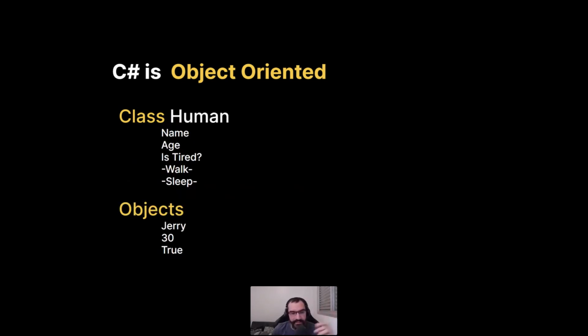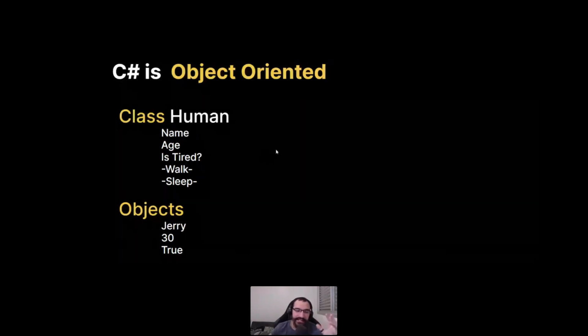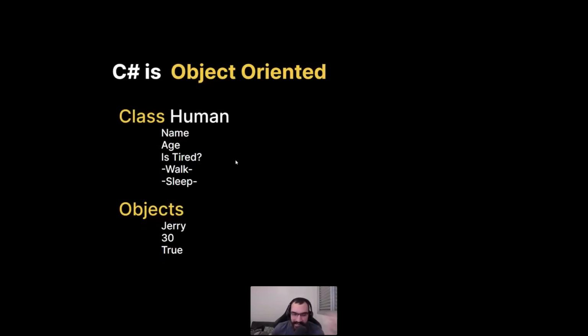Another example in here, similar to the Ferrari one, we can have, for example, a class which is human. So I can define, for example, that every single human in my program must have a name, an age, a property that says if it's tired or not, and a couple of behaviors that they can do, like walk or sleep. And then I have an object in here, which is myself, and I have the age, and is tired is true. So this is the instance and the state of myself at that moment.